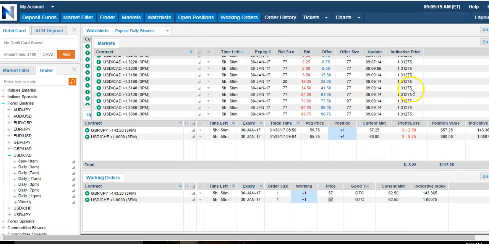So say I get this signal here. There are two options that would interest me. The 131.20 is actually 7 pips out of the money, because this would be a sell trade, so I would have to have it below 131.20 in order to win the trade. And the next one would be the 131.40, which is actually about 13 pips in the money currently. So I would pick the 131.40.